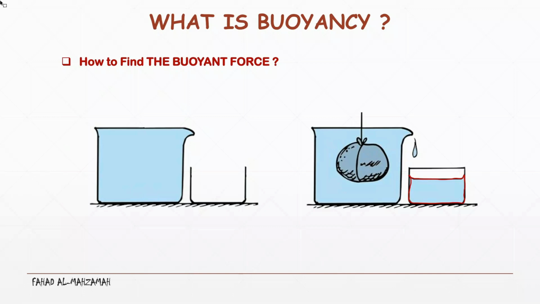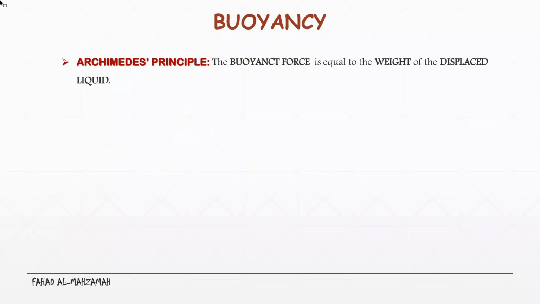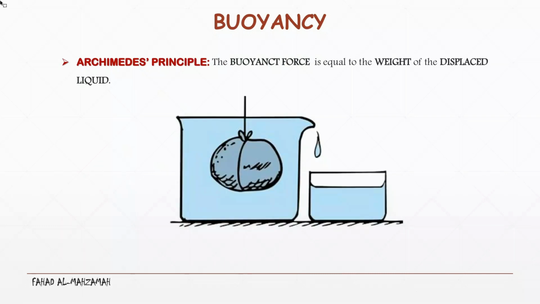There is a Greek scientist, عالم يوناني, called Archimedes. He discovered the idea of buoyancy. And after that, he put forward something called Archimedes' principle. In this principle, he said that the buoyant force, which we are looking for, is equal to the weight of the displaced liquid. See again the example, here's the picture. Archimedes said the buoyant force, we are looking for the buoyant force, so we are looking for B.